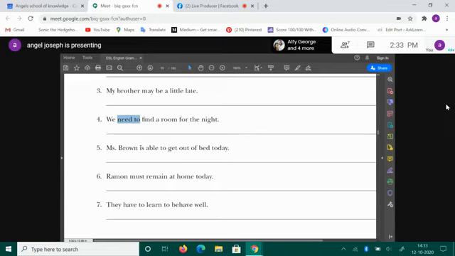Let's look at the next one. Miss Brown is able to get out of bed today. Okay, we have to remove this, so this will also go. So Miss Brown, get or gets? Gets. Why gets? This is singular. Okay. Good. Ramon must remain at home today. So must will change.